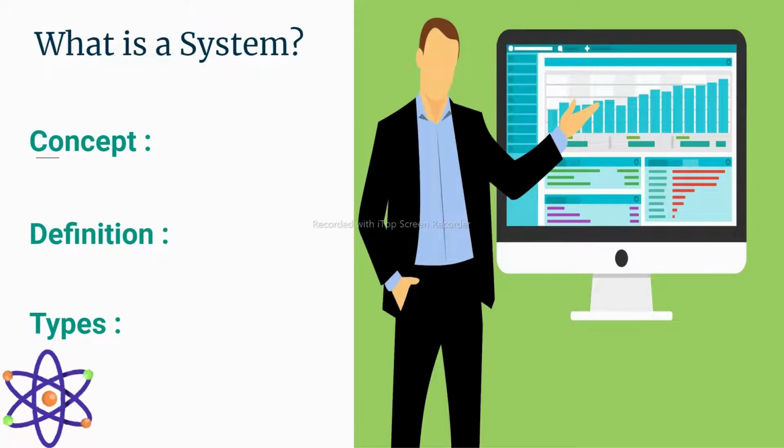We should know the types of system. First is open system and second is closed system. In an open system, the system interacts with its environment, exchanges inputs and outputs with it, and is influenced by external factors. Industrial organizations are often open systems as they interact with suppliers, customers, and other external entities.